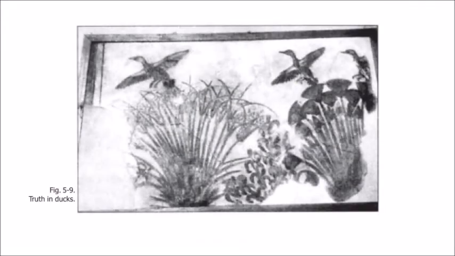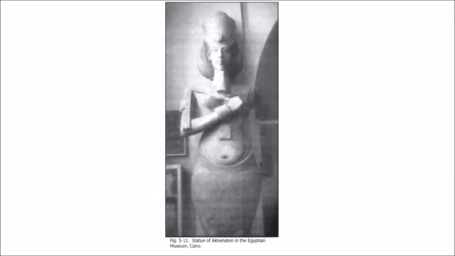You see ducks that look like ducks, Fig 5-9, just like we see in modern art. This is important to remember when you are looking at art of the 18th dynasty, because that means that whatever you see is exactly what the artist saw. They were not allowed to lie. This is a statue of Akhenaten in the Cairo Museum, Fig 5-11.